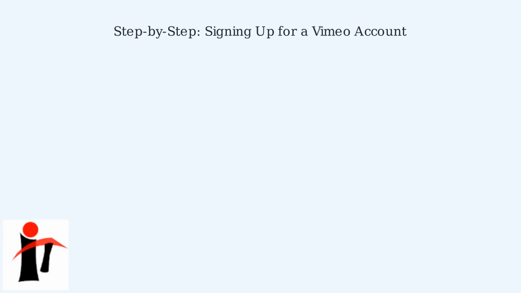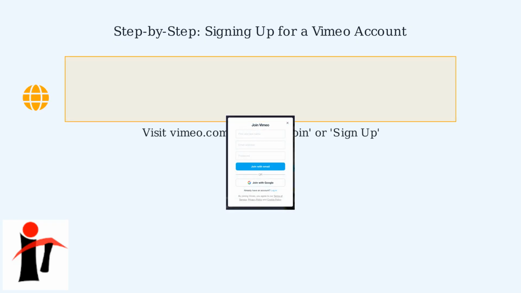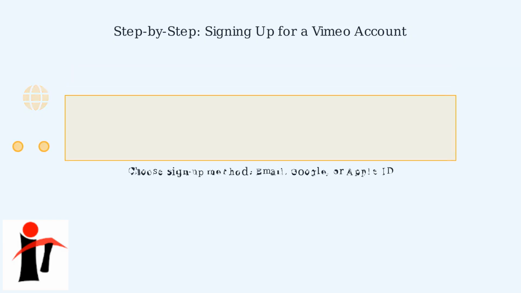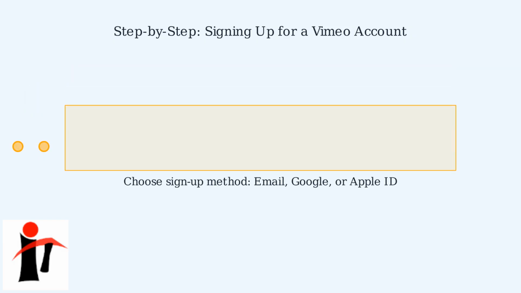To sign up for a Vimeo account, start by visiting vimeo.com in your web browser. Once on the site, look for and click the Join or Sign Up button to begin the registration process. You'll see options to sign up using your email address, Google account, or Apple ID for quick access. If using email, provide your details and choose a strong, secure password to protect your account.